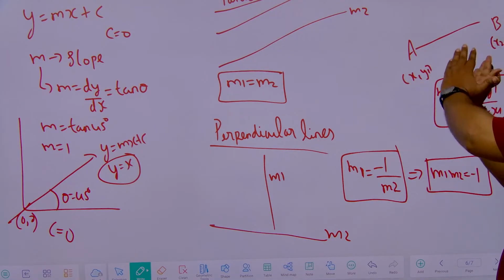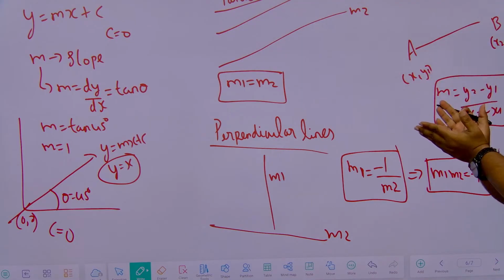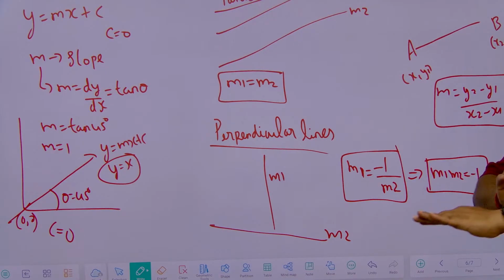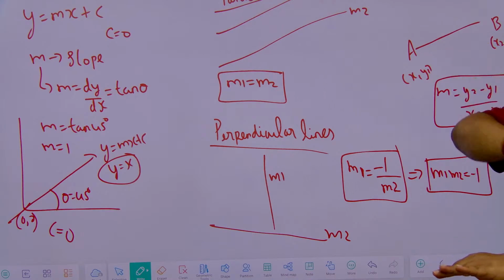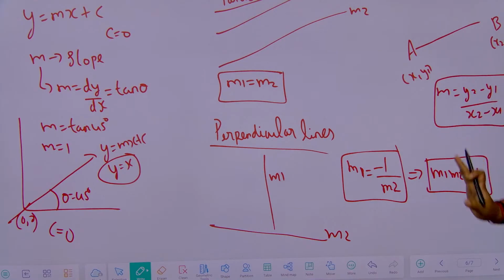The slope is how much it is tilted from the positive direction of the x-axis. How much is the angle of rotation, that itself is the slope. Suppose this is the x-axis, how much it is tilted from the x-axis, that itself is the slope. If you want to find it out, m is equal to y2 minus y1 by x2 minus x1. That's all you have to do.